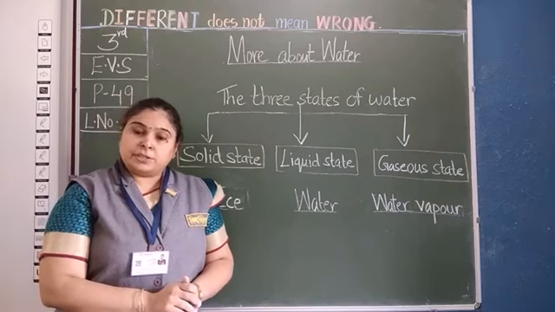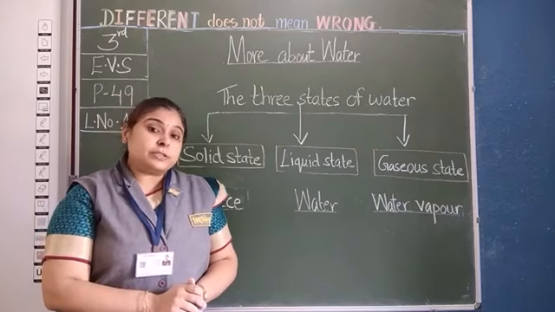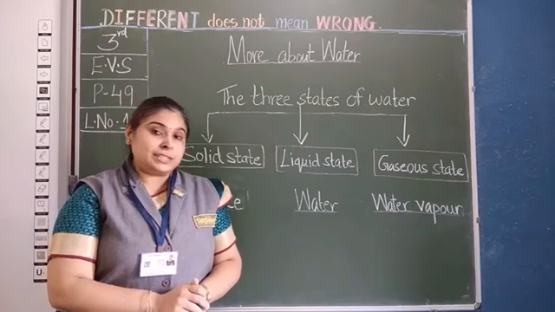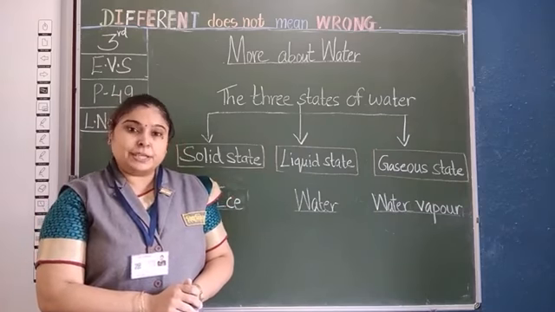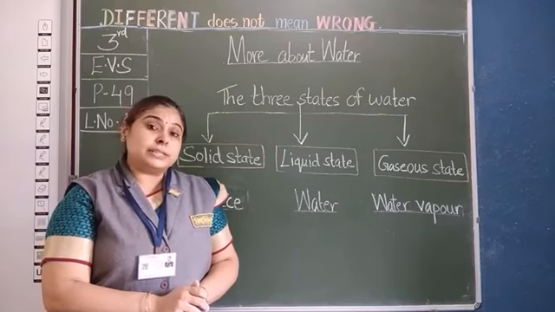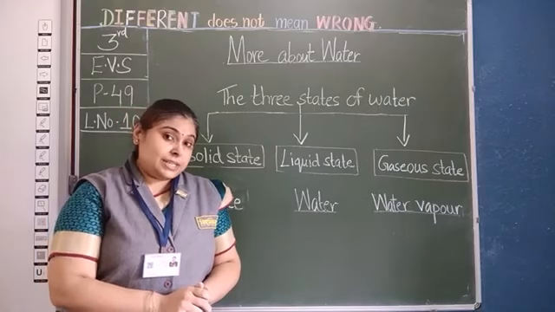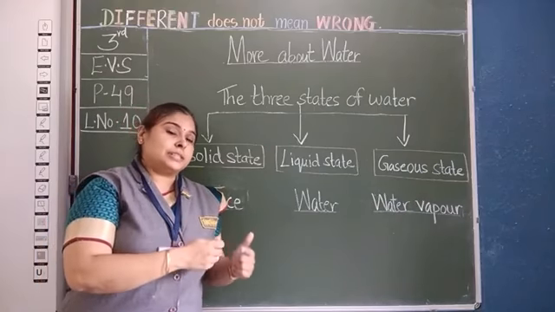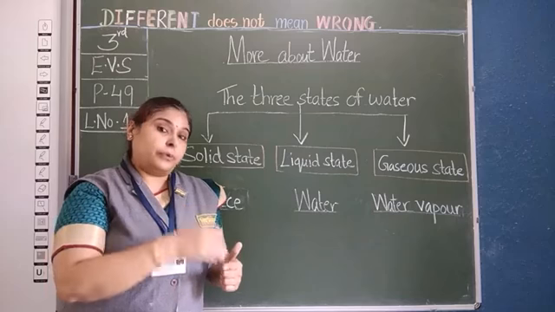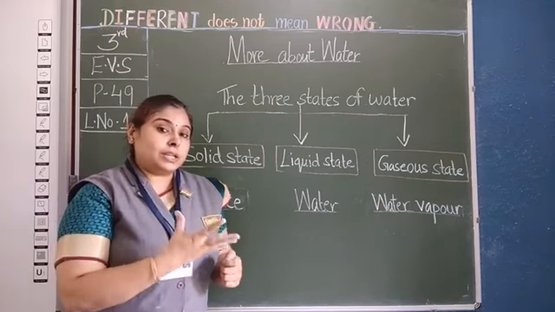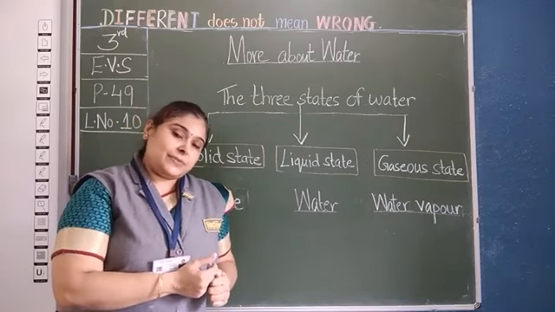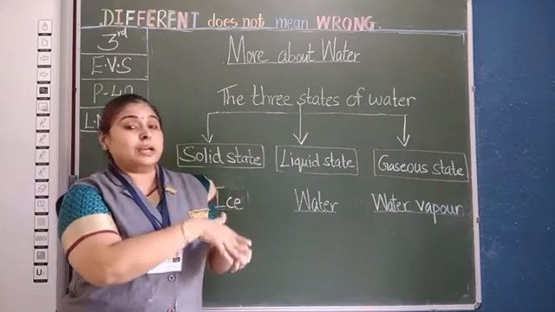In the last few lectures, we have learned about the properties of water. Pure water has no color, no taste, no smell, and water is transparent. As well, water takes the shape of the container in which we pour it. Water spreads on a flat surface, as well as flows down a slope.